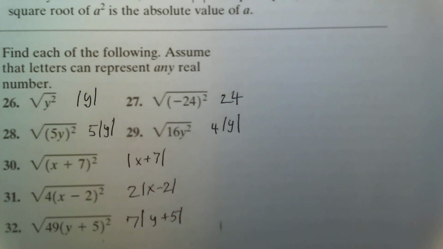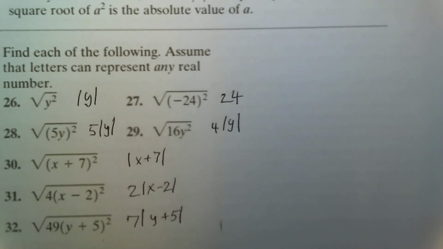Sorry about that. So the principal square root of (x plus 7) squared is the absolute value of x plus 7. And here, the square root of 4 is 2, and then the absolute value of x minus 2. And here the square root of 49 is 7 times the absolute value of y plus 5.